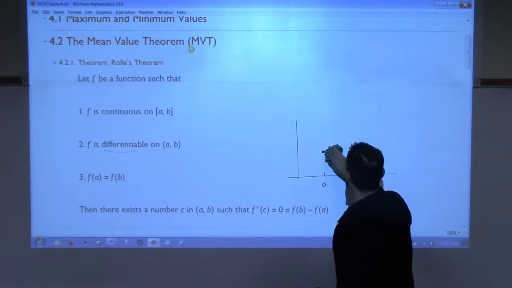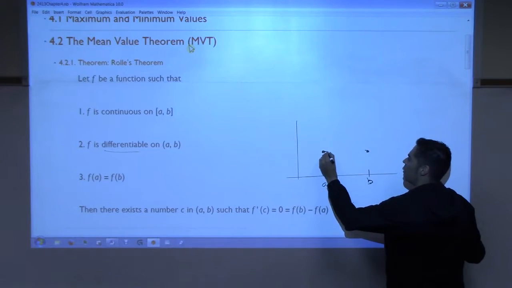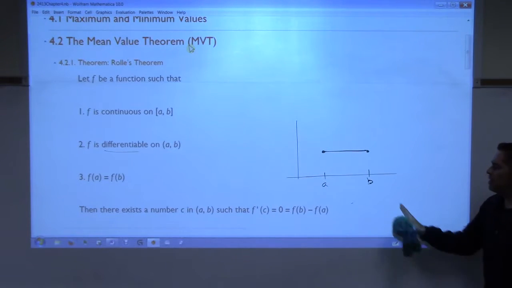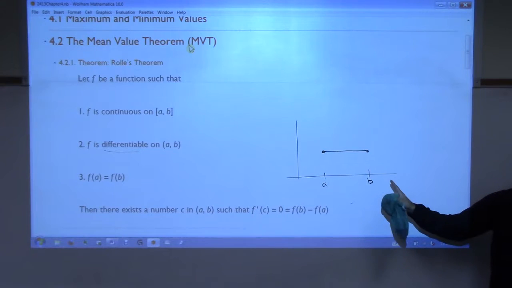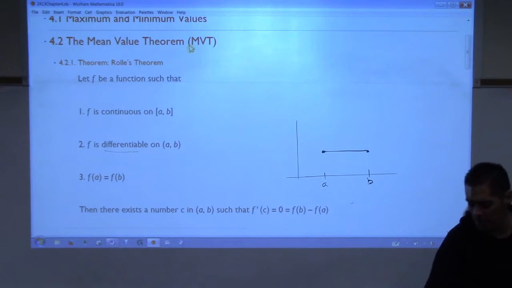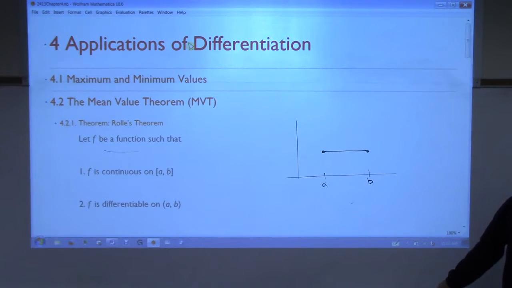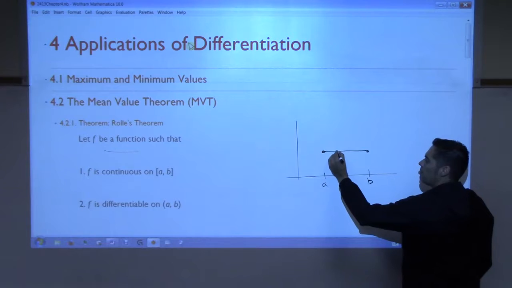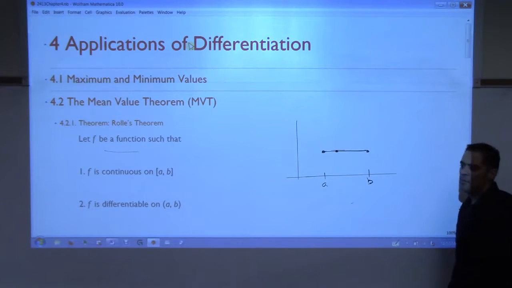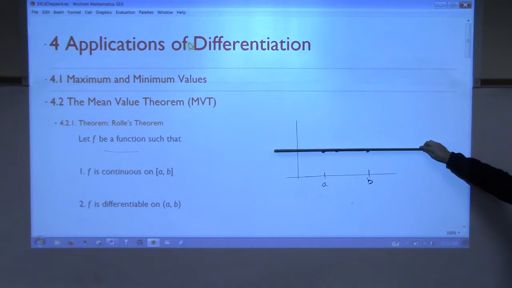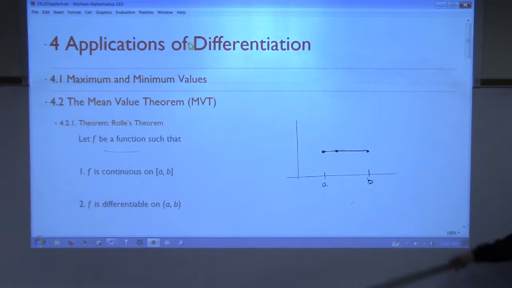How about a straight line? What about the function that's just a straight line connecting those two? Is there a point in here where the derivative is parallel, or the slope of the tangent line is parallel to this line? Where? At every point, right? Pick any point you want, and the slope of the tangent line would be 0 there, which would be parallel to this line, right?